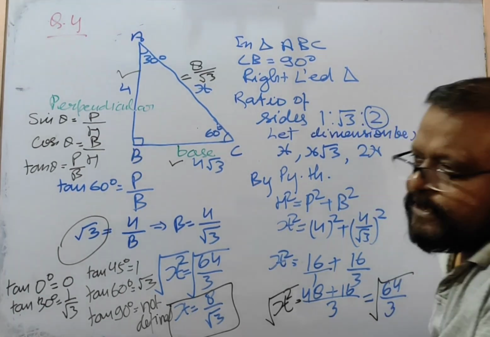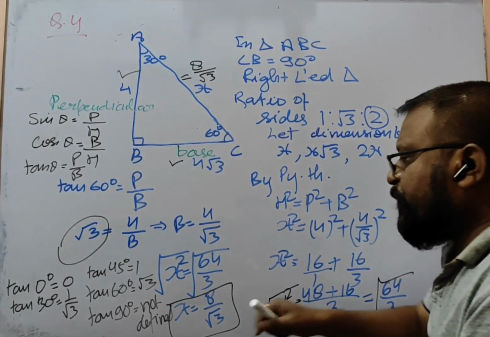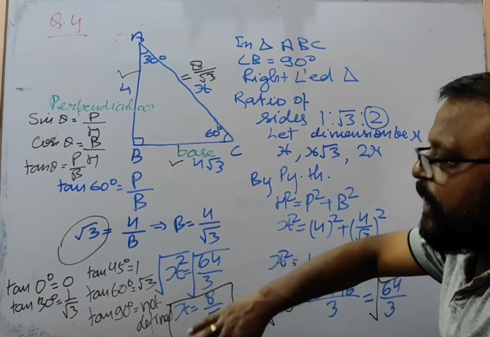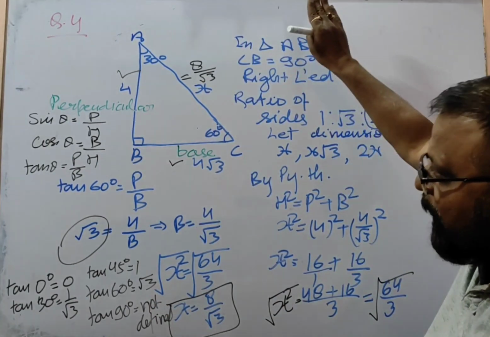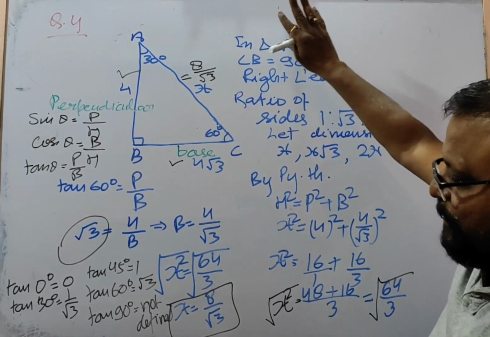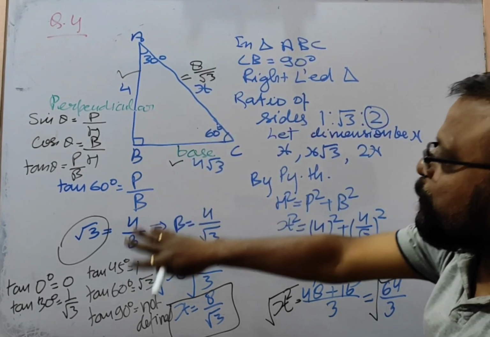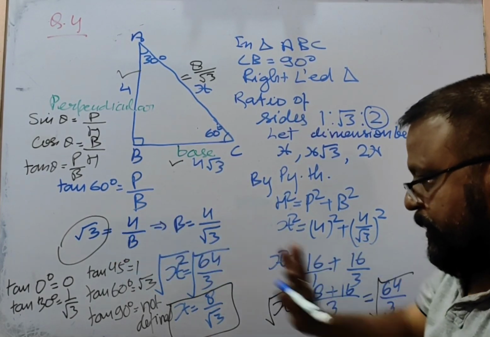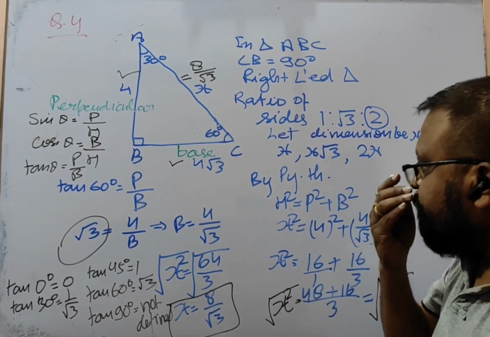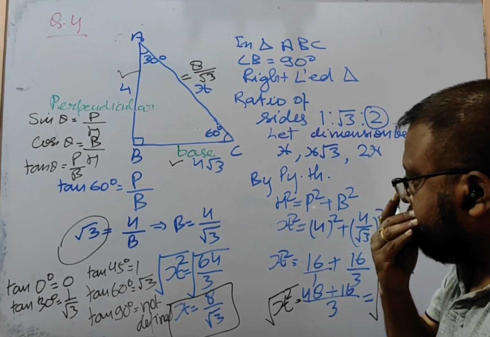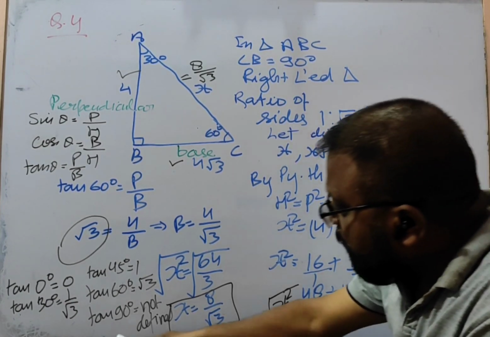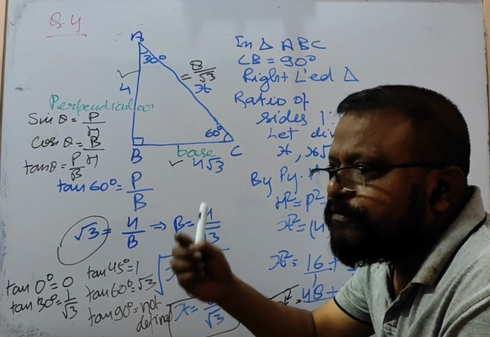Proving of this is very lengthy, and it is a different part of maths, that is trigonometry. When we study trigonometry, then I'll show you how I get this root 3. But here we have to just use it. Tan 90 degree is not defined because it is 1 upon 0.